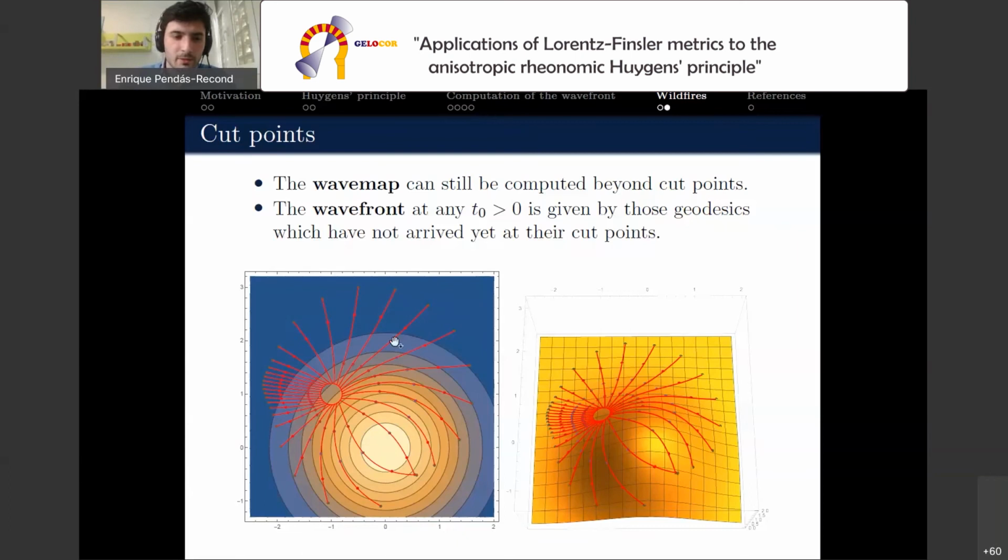For example, this is a situation one usually encounters when modeling wildfires. Here we have two spatial trajectories that meet at different points. And what happens in this case is that the trajectory that arrives later is reaching a point that is already burned. So it cannot be in the fire front. This means that this curve has already passed its cut point, and therefore it must not be taken into account in order to compute the fire front at later times. On the contrary, the trajectory that arrives earlier keeps providing the fire front after encounter and until it reaches its own cut point.